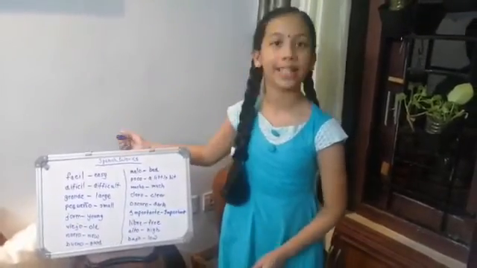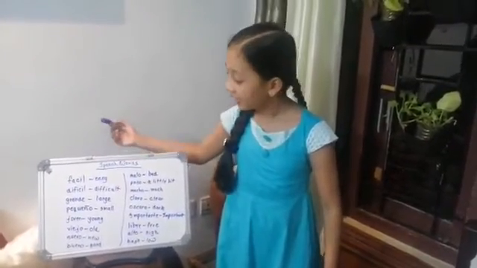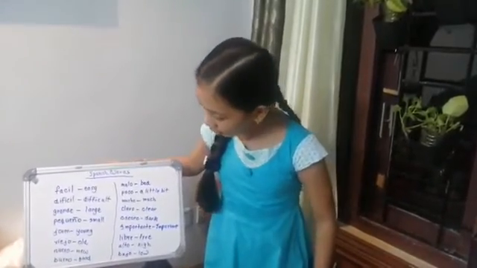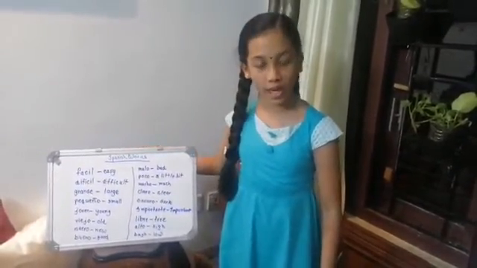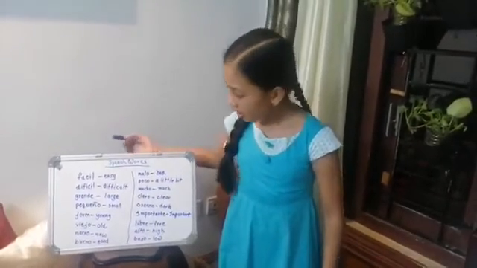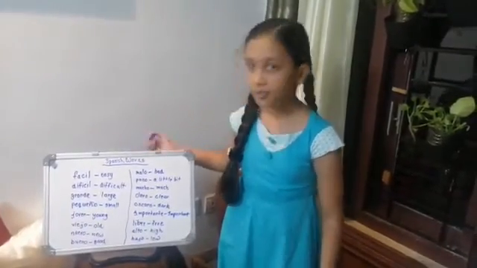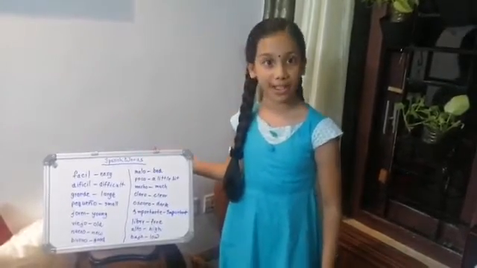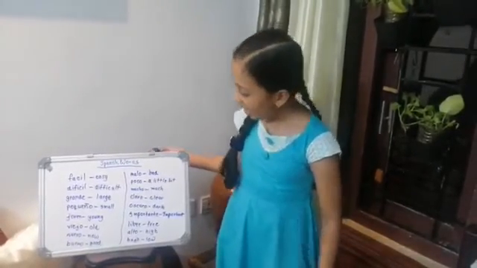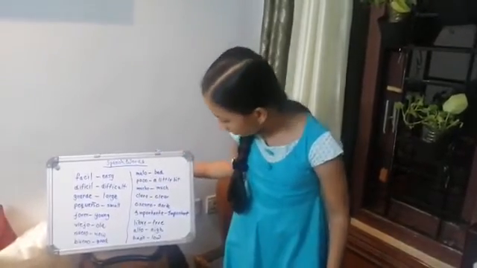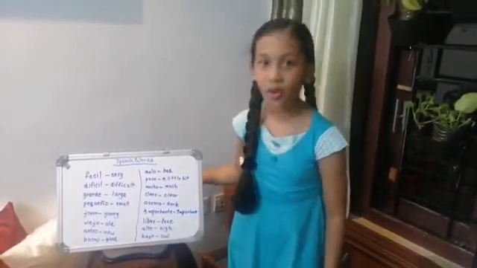So let's go over these words once again. Fácil, easy. Difícil, difficult. Grande, large. Pequeño, small. Joven, young. Viejo, old. Nuevo, new. Bueno, good. Malo, bad. Poco, a little bit. Mucho, much. Claro, clear. Oscuro, dark. Importante, important. Libre, free. Alto, high. And last one, bajo, low.